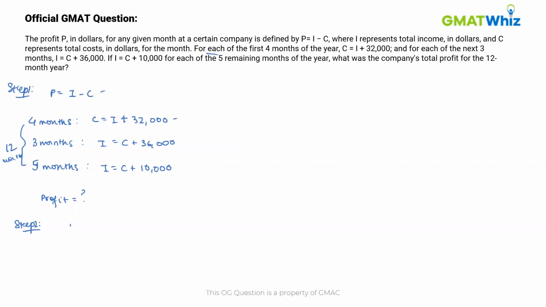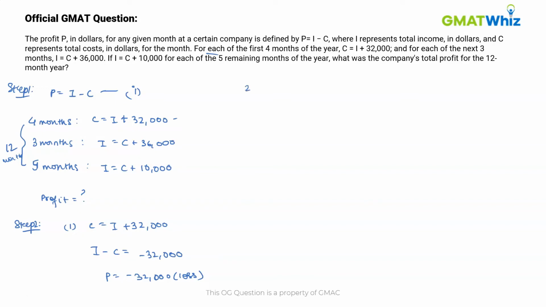So the first equation is C equals I plus 32,000. To change it into equation 1, P equals I minus C, we have I minus C equals minus 32,000. Now when we compare this with equation 1, we get that P is equal to minus 32,000. So this means that there was a loss in each of the 4 months for which the relation between P, C and I is given.